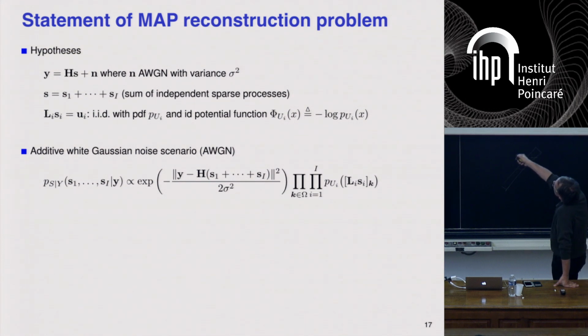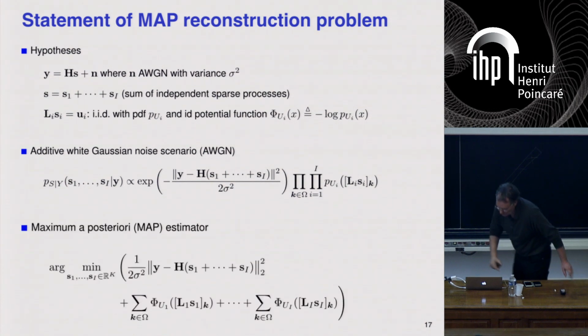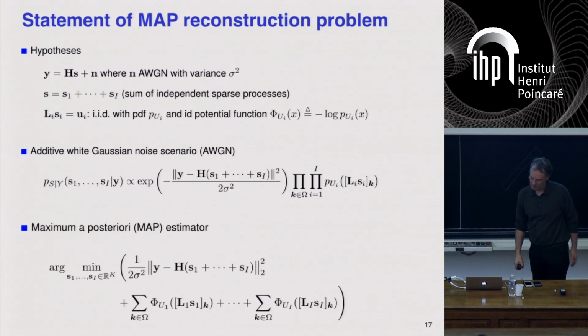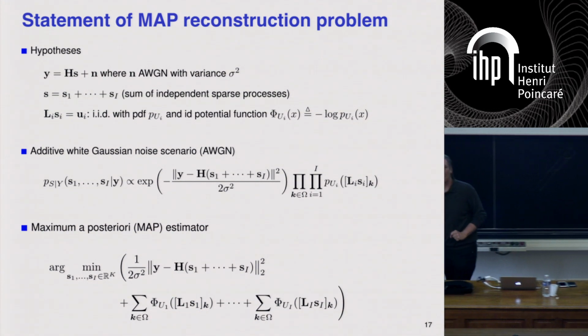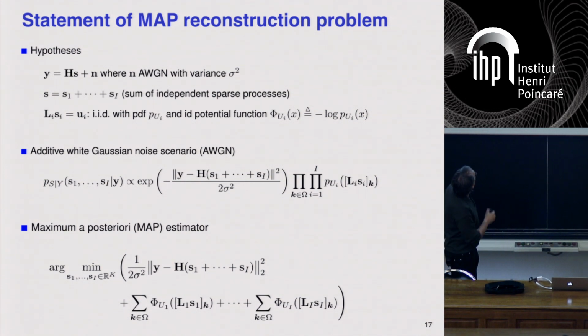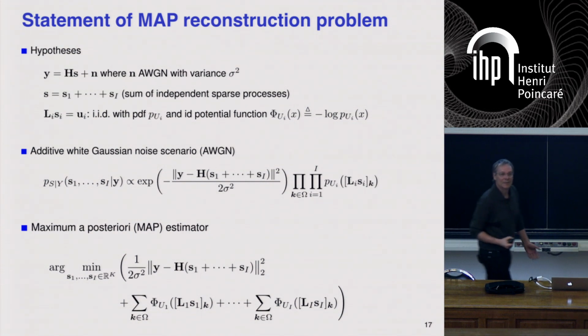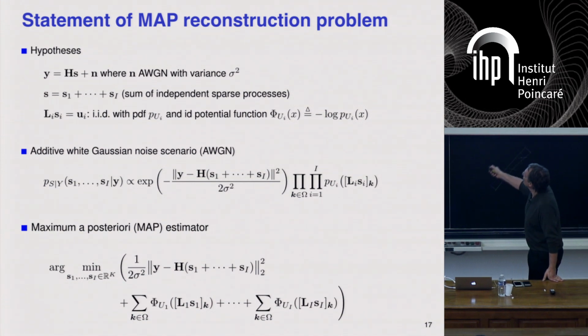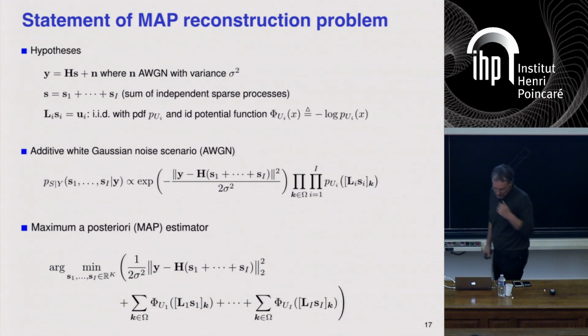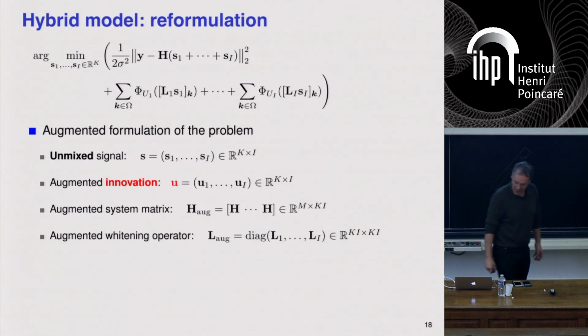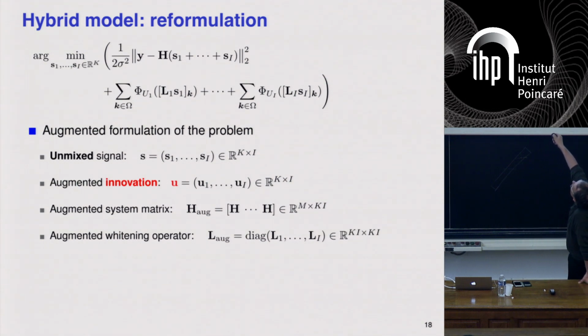So the posterior distribution is given by that. I take the log, and what do I get is this. Okay, so it looks almost like on my first slide, not quite. What is different, on the first slide I have just one s. Okay, so here I have s_1 plus ... s_I. And I just had one term here, the potential function, and here I just have a sum of I terms with those guys here that are like the potential functions corresponding to the different components. Okay, hybrid model reformulation. So I can write it like that.